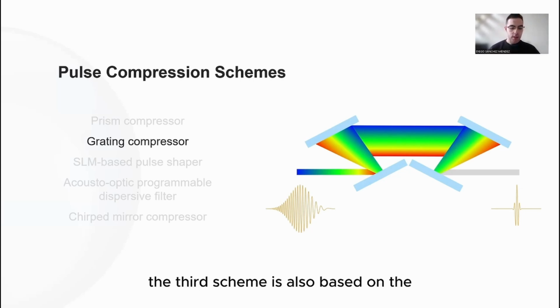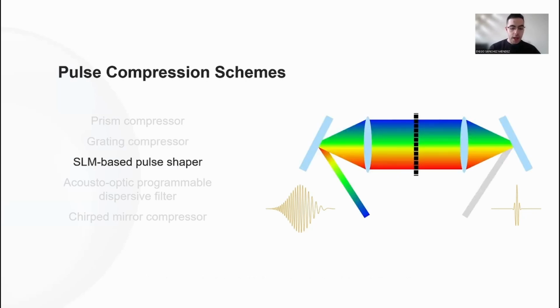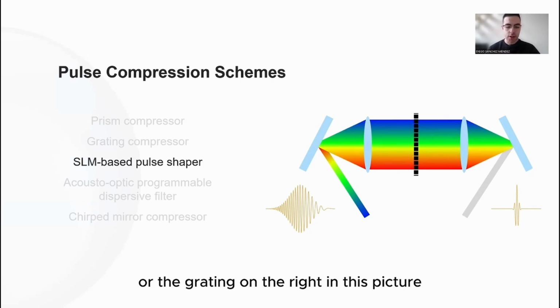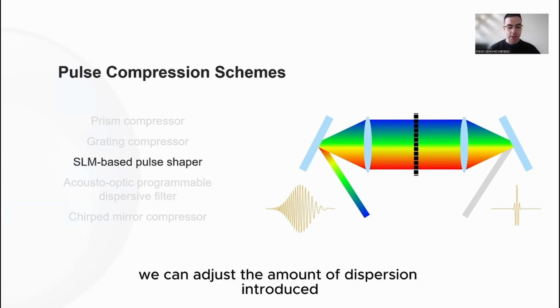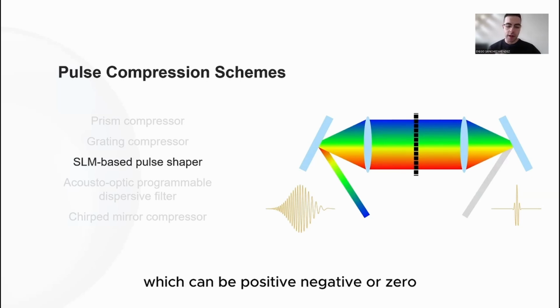The third scheme is also based on the grating principle. In this case, we create an image of one grating on the other using 2 positive lenses. By moving the second grating, or the grating on the right in this picture, we can adjust the amount of dispersion introduced, which can be positive, negative, or 0.